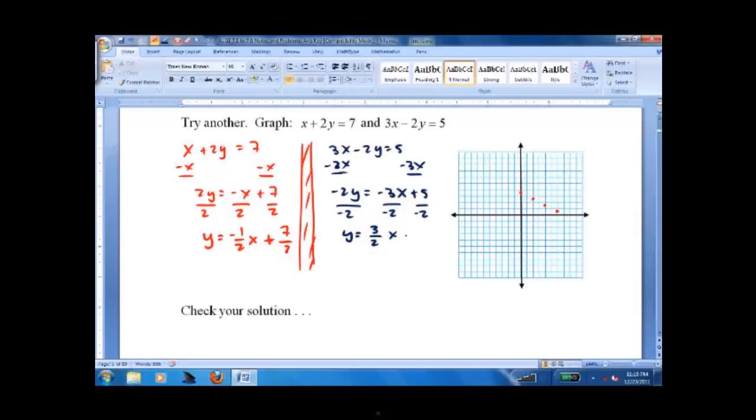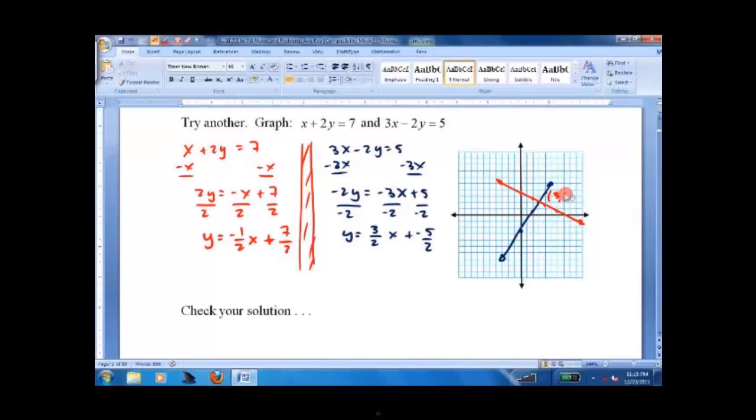So we get y equals 3/2 x plus negative 5/2. Negative 5/2 is negative 2.5. 1, 2 here, and 3/2 goes up 3 over 2. 3/2. Up 3 over 2. And it would appear that they intersect at this point right here. Hard to tell for sure. But it looks like 3 over and 2 up.